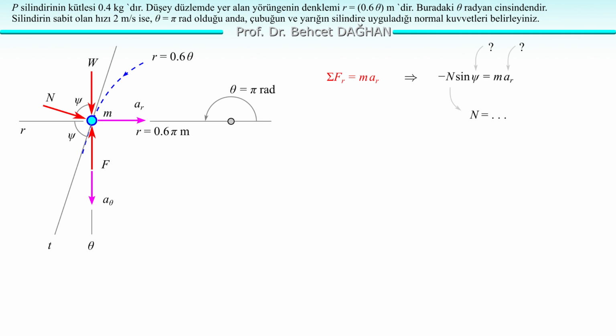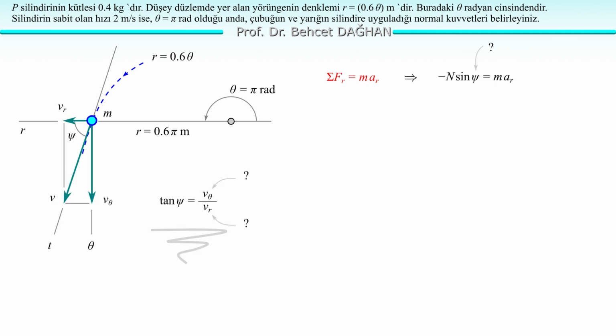Now let's find the angle. What angle was this? The angle between the r-axis and the tangential axis. We know that the velocity vector is always tangent to the trajectory. It coincides with the tangential axis. Therefore, the angle that the velocity vector makes with the r-axis is the same angle, psi. Let's write the tangent of this angle. The tangent of psi equals the opposite leg divided by the adjacent leg. In terms of velocity components, v theta over vr.